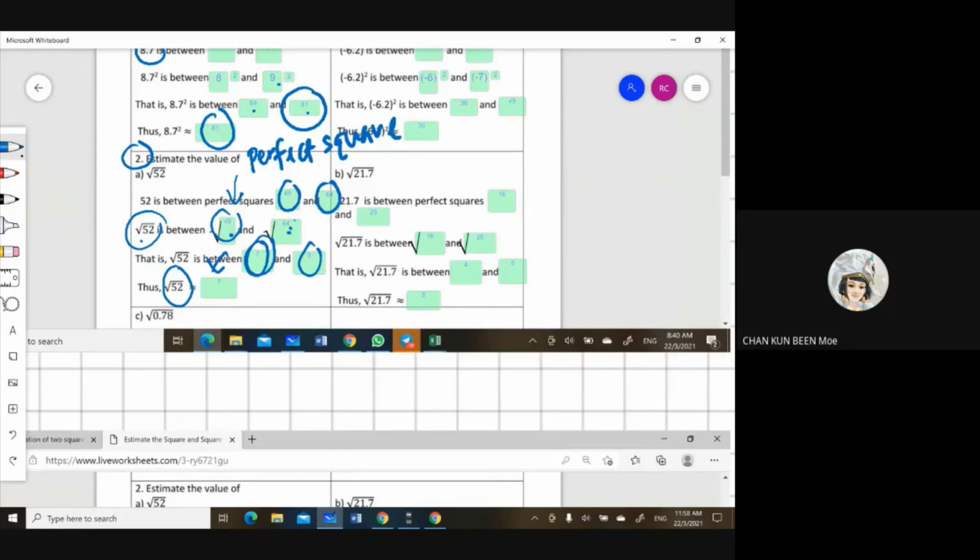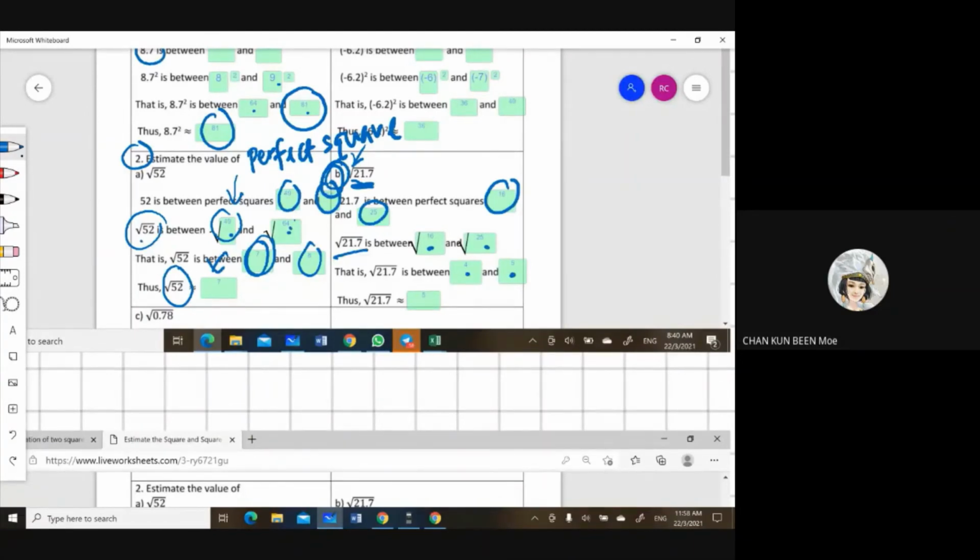Then when it comes to this question here, B, 21.7, okay, refer to the place value, which is 10. So, sorry, because it's square root, we don't refer to the place value anymore. We need to look for the perfect square. The perfect squares in between which 21.7 falls are 16 and 25. So you can see 21.7 falls in between these two numbers. Square root of 16 is 4, square root of 25 is 5.